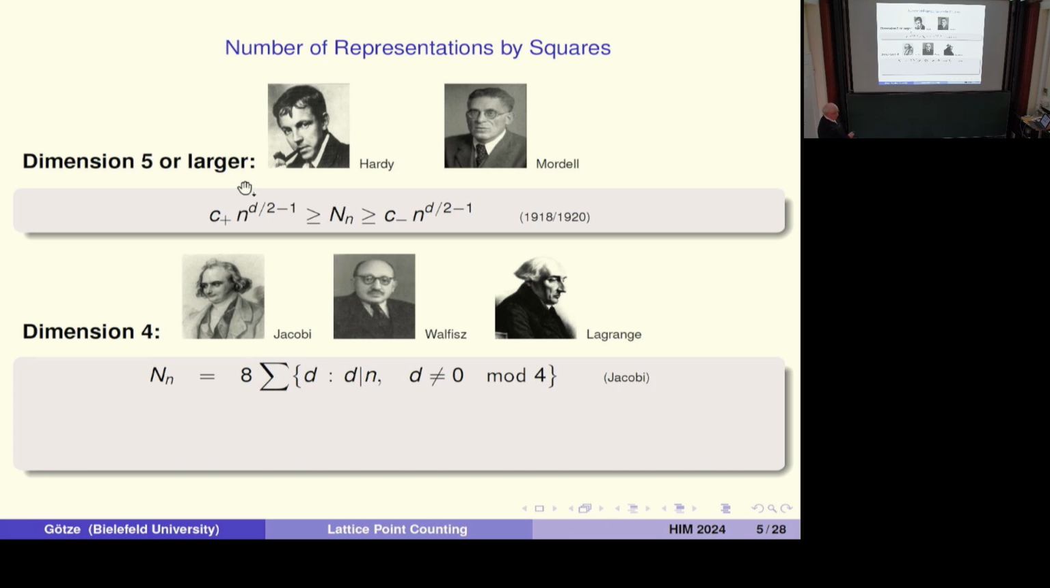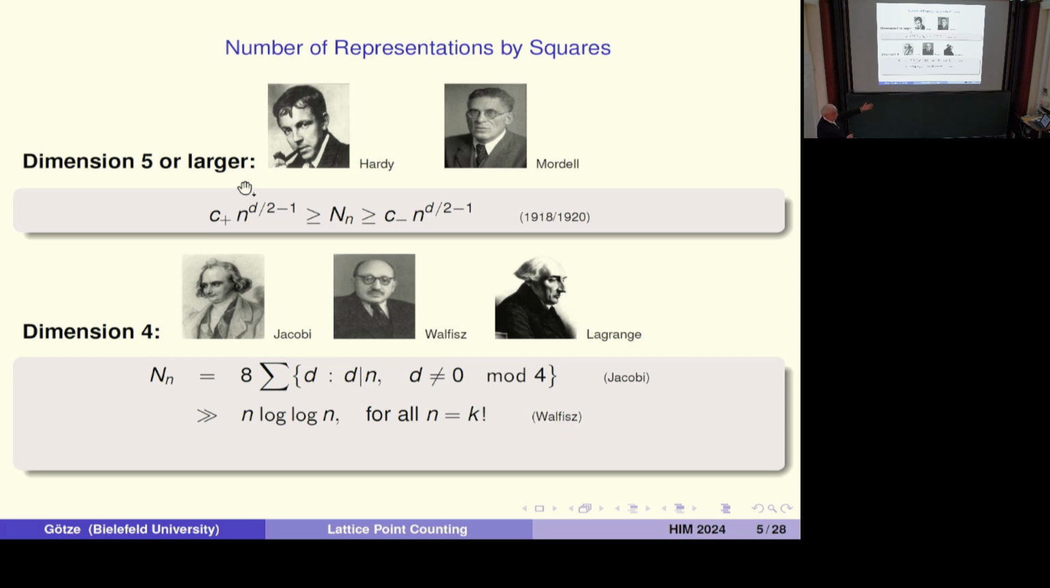Jacobi gave a formula for that, namely the number of representations of an integer as a sum of 4 squares is just 8 times the sum of the divisors which are incongruent to 0 mod 4. And Walfisz just added a little observation that if we take a number which has many factors, like let's say k factorial, then this number is n log n. So the heuristics for 5 and larger would predict n in 4.